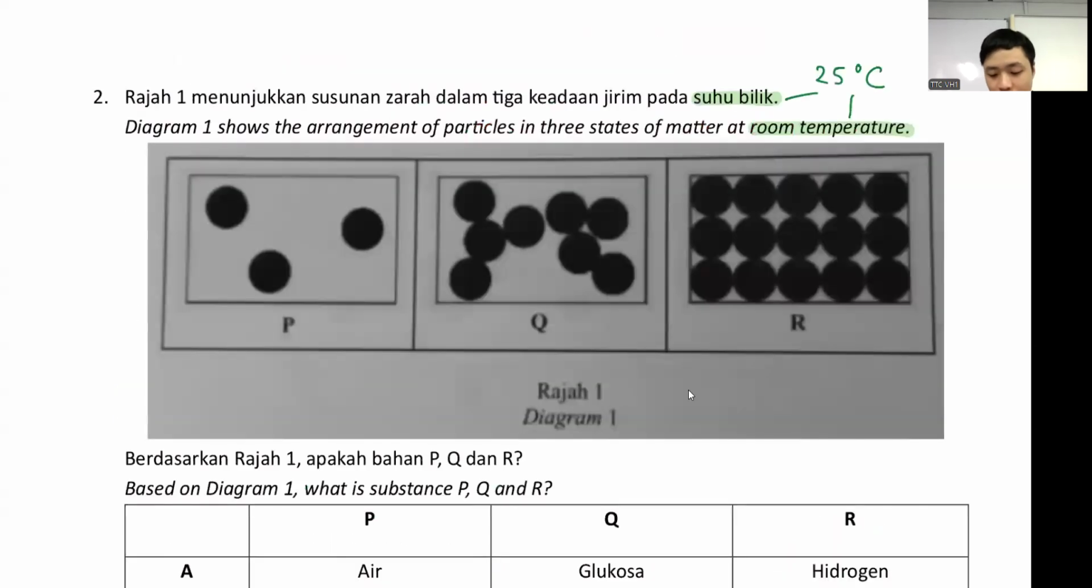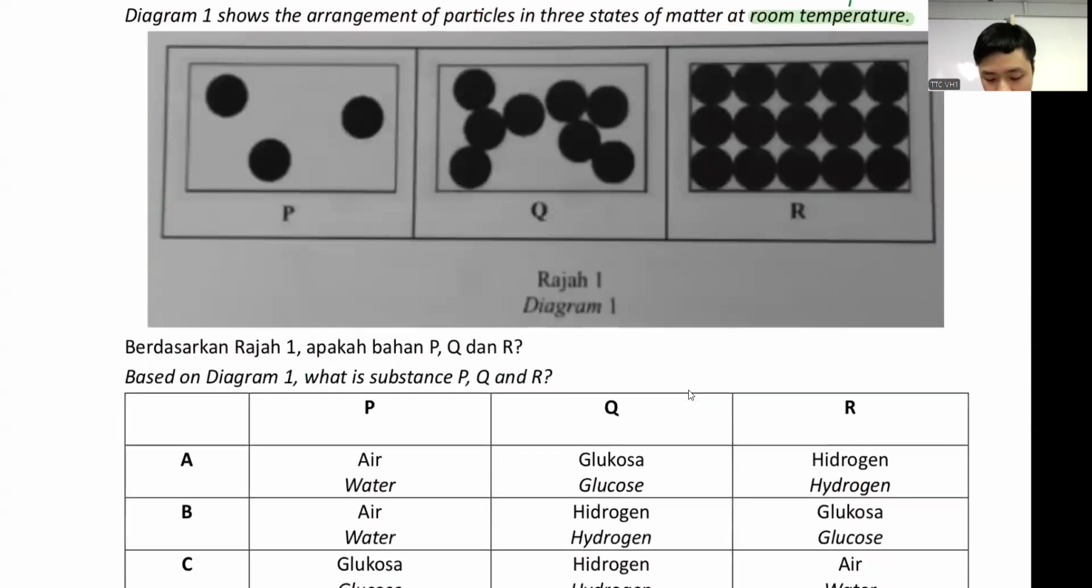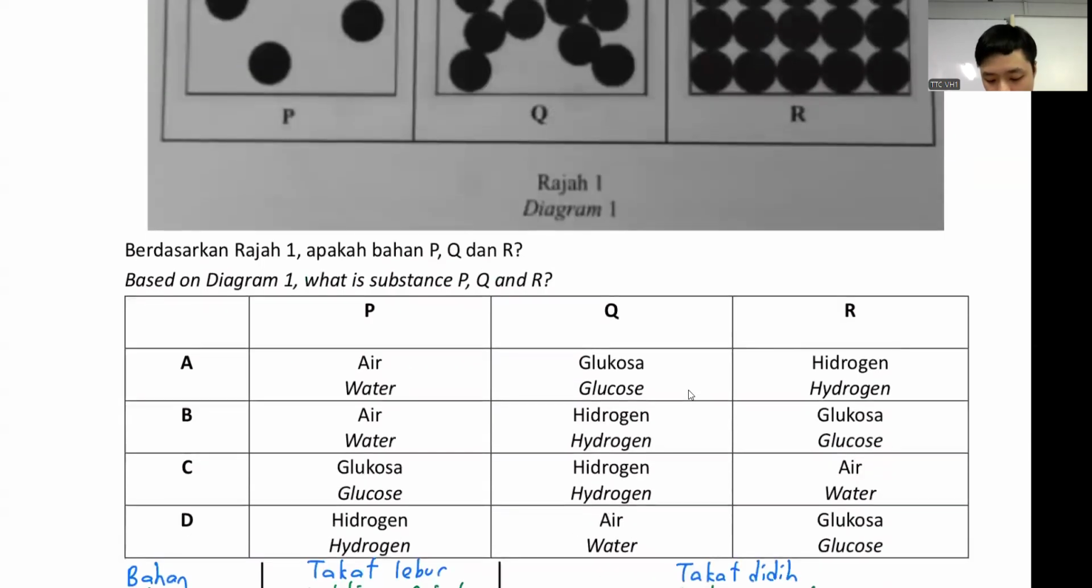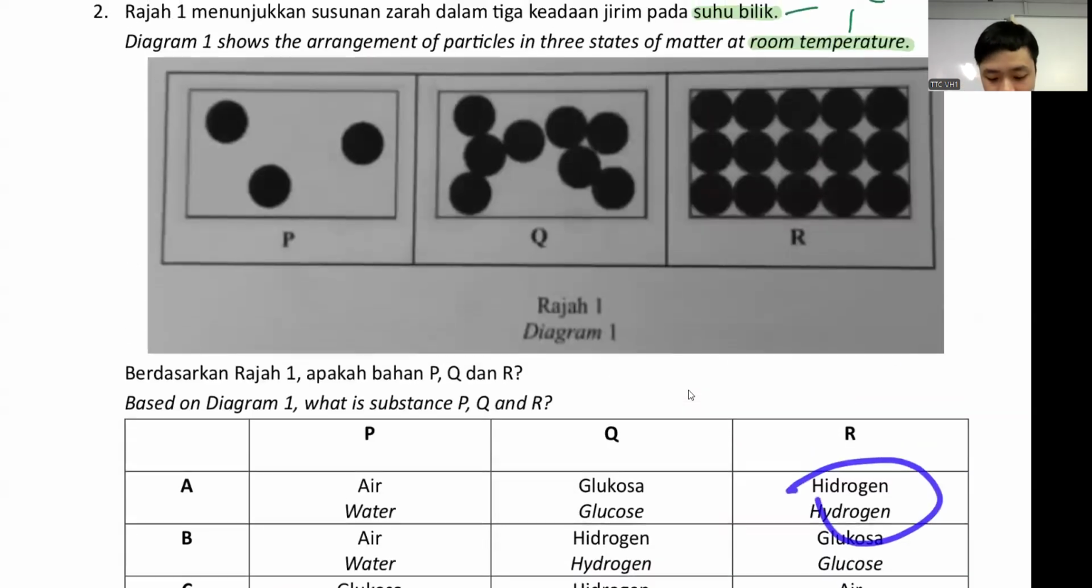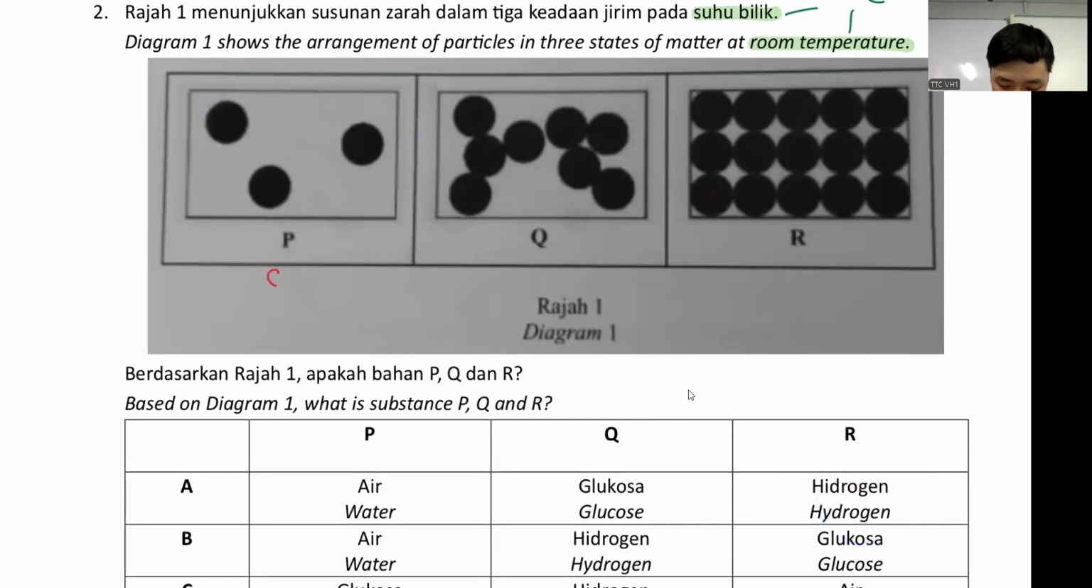Diagram 1 shows the arrangement of particles in 3 states of matter at room temperature. Room temperature in chemistry is 25 degrees Celsius. Based on diagram 1, what is the substance PQR? They give you 3 options: water, glucose, hydrogen. Obviously hydrogen, you already know, it's P, because P is gas. Q is liquid.